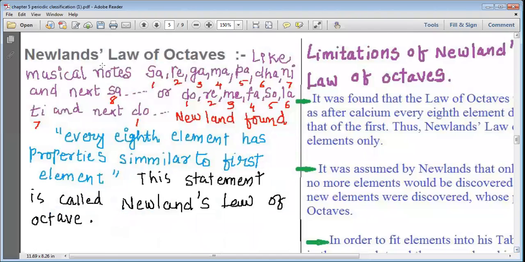So this is Newland's law of octaves. Now let us study the law of octaves. Like the musical notes sa re ga ma pa dha ni sa, and again sa re ga ma pa dha ni sa, the sa comes again at the eighth position.